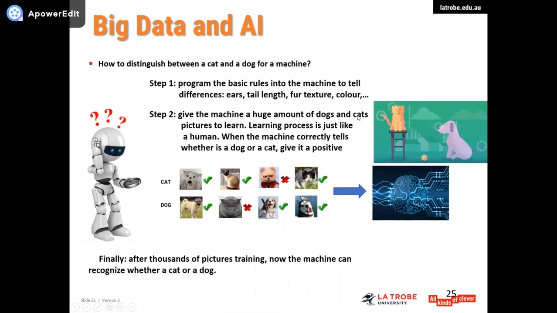When the machine correctly tells whether it's a dog or a cat, we give a positive. So we give a huge amount of pictures to the machine: this is a cat, this is not a cat. Also, it looks like a cat, but it's not a cat. It's a dog, and it's not a dog. Also, it looks like a fat dog, but it's not. We give all this training to the machine again and again, and finally the machine will notice all the details between the cat and the dog. And finally, when you give a new picture to this machine, it can recognize whether it's a dog or a cat.